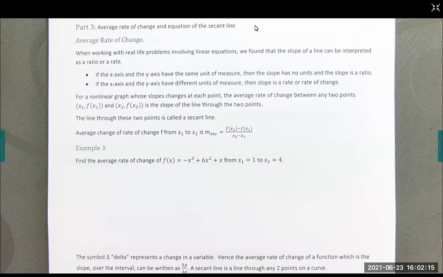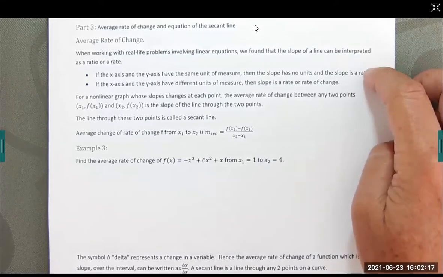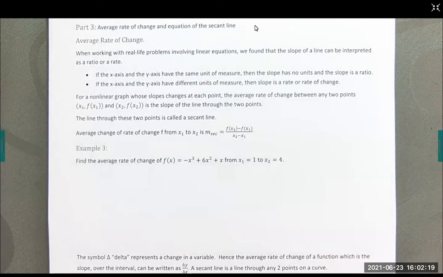Meaning, the first one is just saying comparing up and down compared to left and right. The second one is saying that if we're comparing distance to time or velocity to time or something like that, then we're looking at a rate.